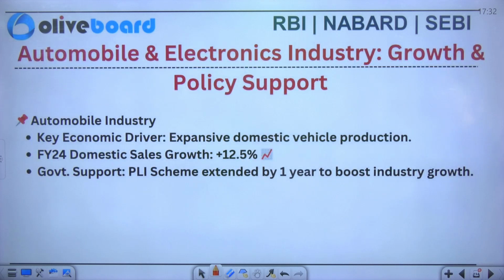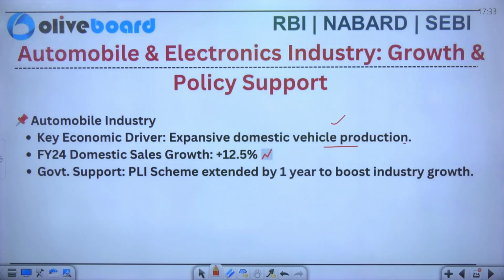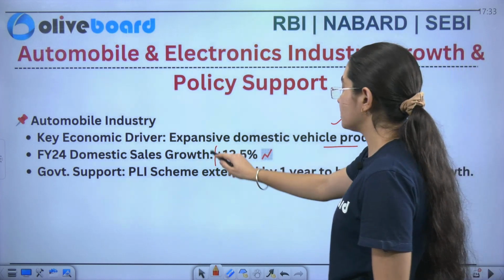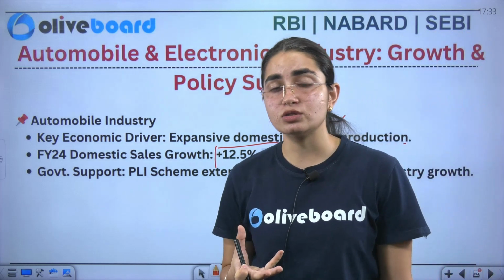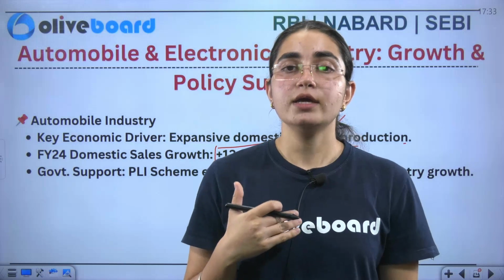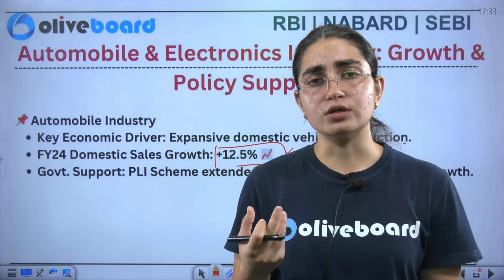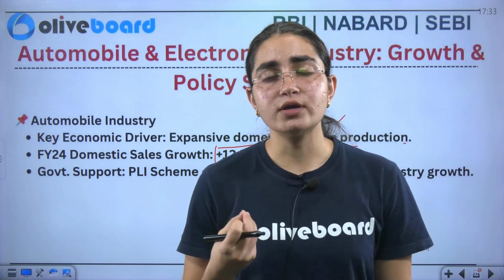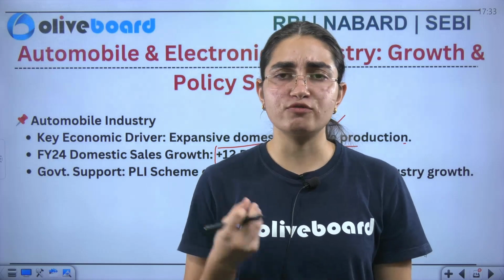Now we'll see the automobile sector, and what the key economic drivers are. There is expansion of the automobile sector, and domestic vehicle production. Where is the improvement in automobiles? Just in the domestic areas only. Sales have increased, of course, by 12.5%. But this has been the situation of the last year. If I consider the situation of today, the automobile sector is facing a downfall, because no one is purchasing cars as well as EVs. Very few people are purchasing them.